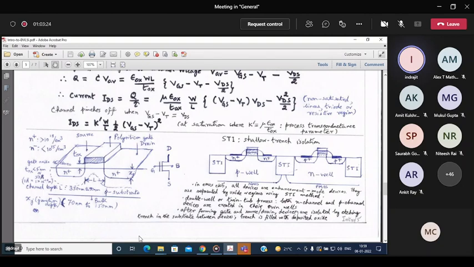So after forming the gate, source and drain, devices are isolated by etching a trench in the substrate between the devices. The trench is filled with oxide. Shallow trench means not very deep, just up to this level, so that it will effectively isolate the devices.